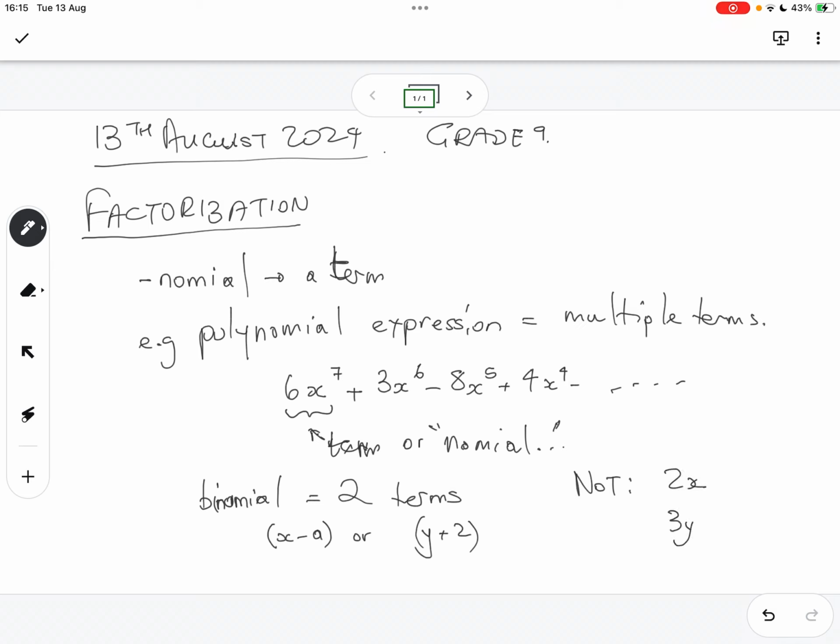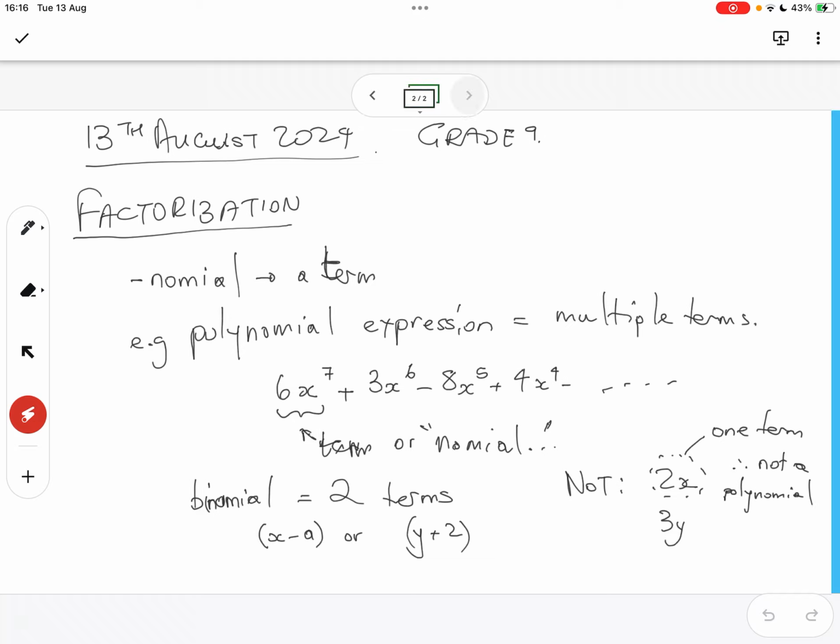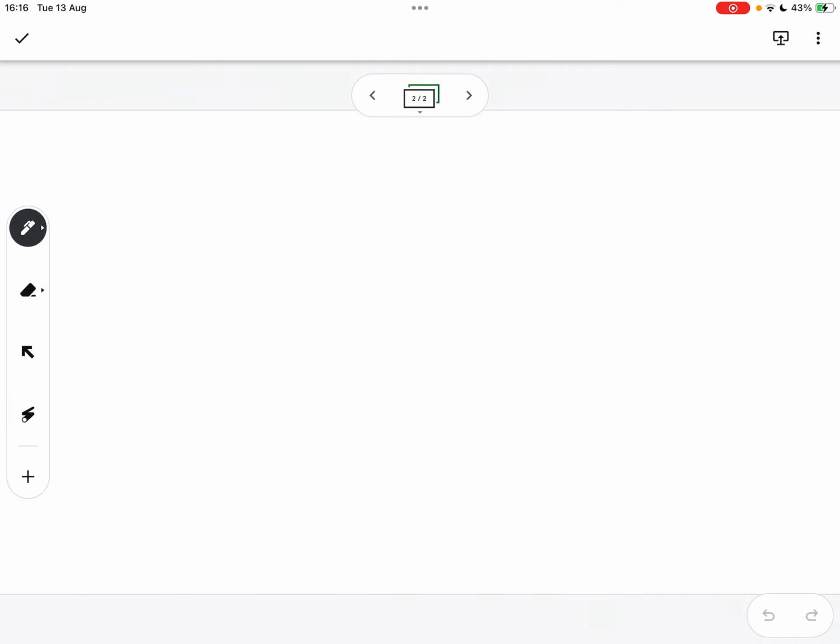So this is not a binomial. If you have 2x, it's not a binomial. If you have 3y, it's not a binomial, because it is an unknown with a coefficient, and these two are a product. They make one term. So this is one term, therefore not a polynomial. Polynomial just means multiple terms with varying powers of x. All right, so carry on reading.